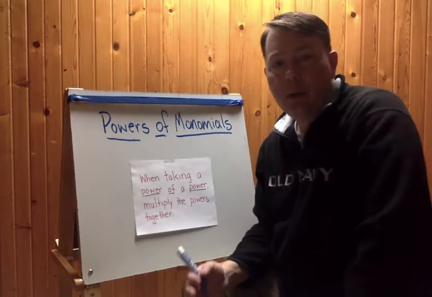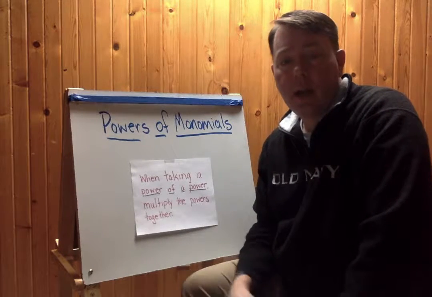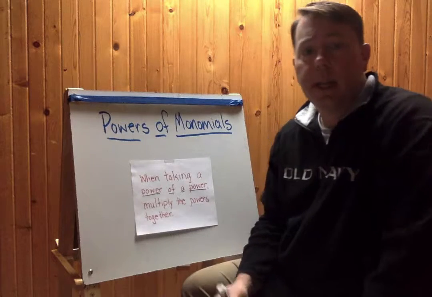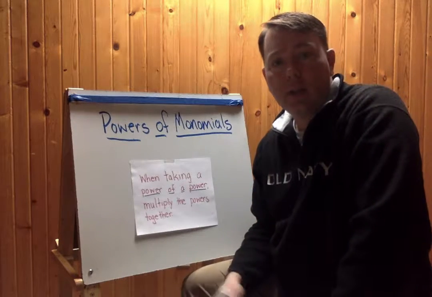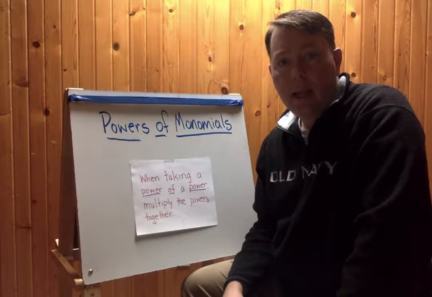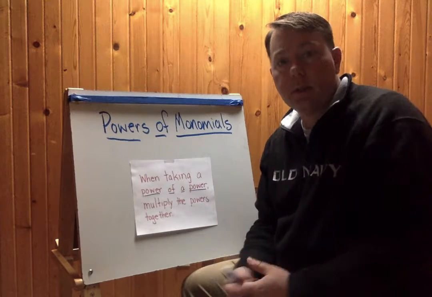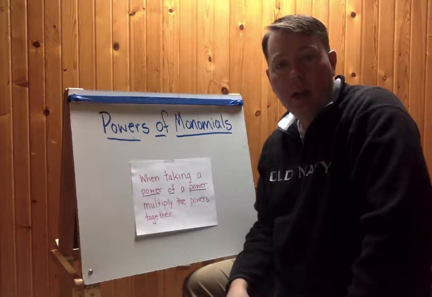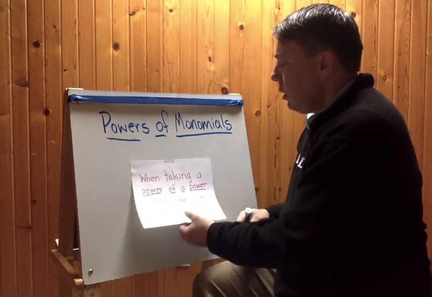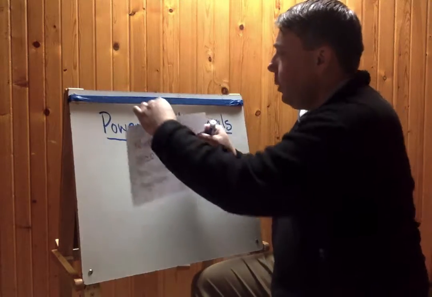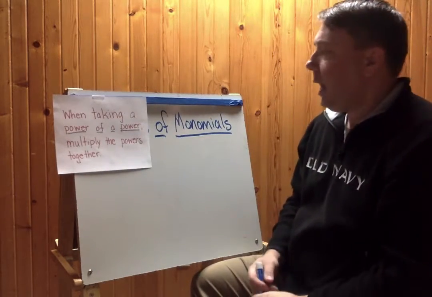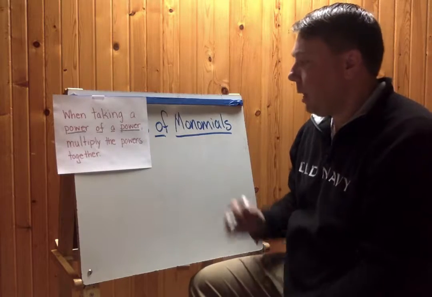Now I want you to understand that what we're learning is shortcuts with exponents. These rules are supposed to make it easier for you. They're shortcuts for working with the math, and instead of making it more work, it's supposed to make it less work. So let's go ahead and post this up here. When taking a power of a power, multiply the powers together.